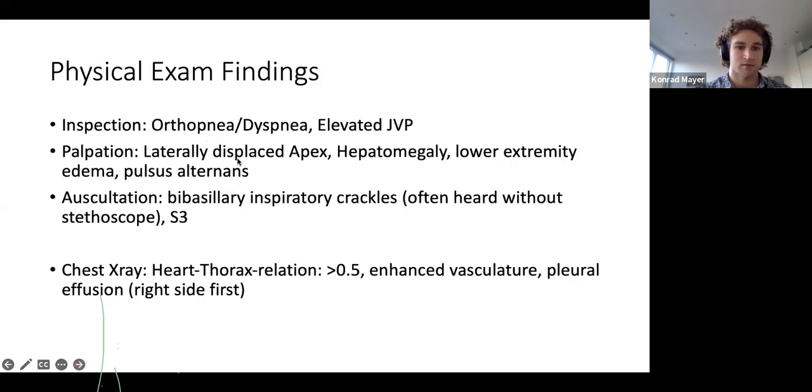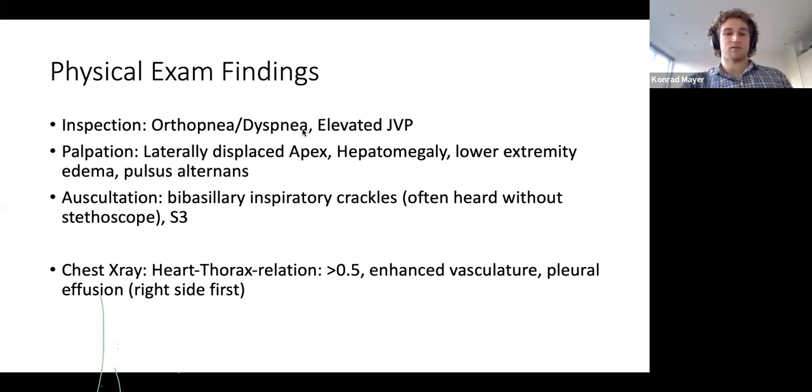Let's keep moving. Physical exam findings that you can see: inspection, orthopnea, dyspnea. They're not going to lie down in their bed in the hospital. They're going to have the back of the bed already upright, as I mentioned. They're going to have an elevated jugular venous pressure. You can see this if you ask the patient to look to one side while lying in bed: the JVP won't be here, but it'll be all the way up, so you might be able to really see their neck veins.